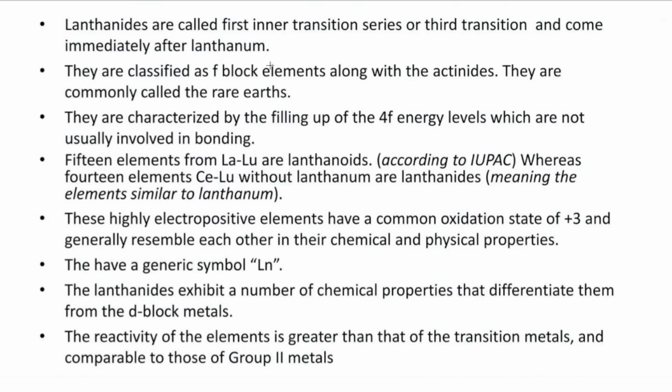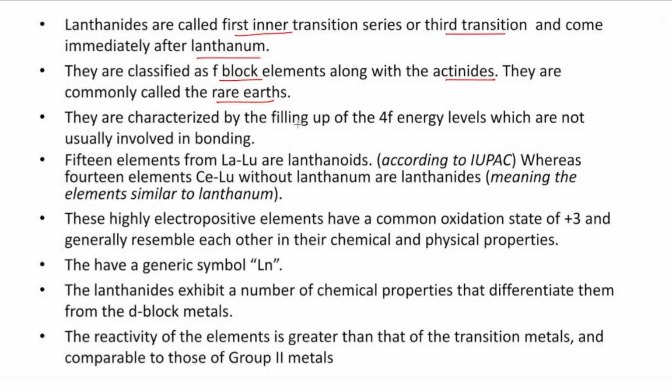Alright, the first thing we are going to talk about for lanthanides and actinides is their common properties, like an introduction. First of all, the lanthanides are called your first inner transition series or the third transition series, and they come immediately after lanthanum, which is a D block element. They are classified as F block elements along with the actinides. They are commonly known as rare earth metals.